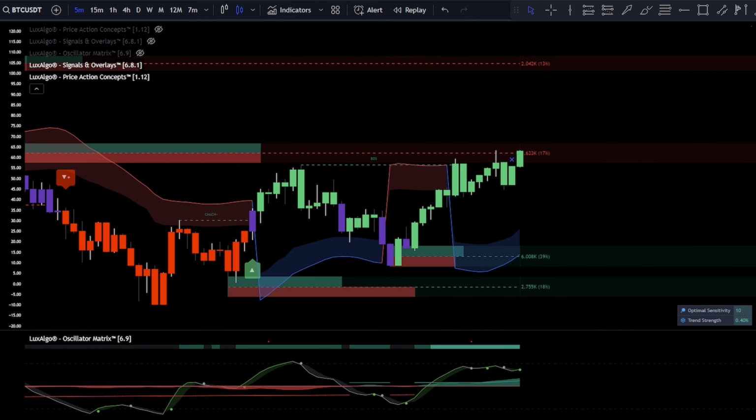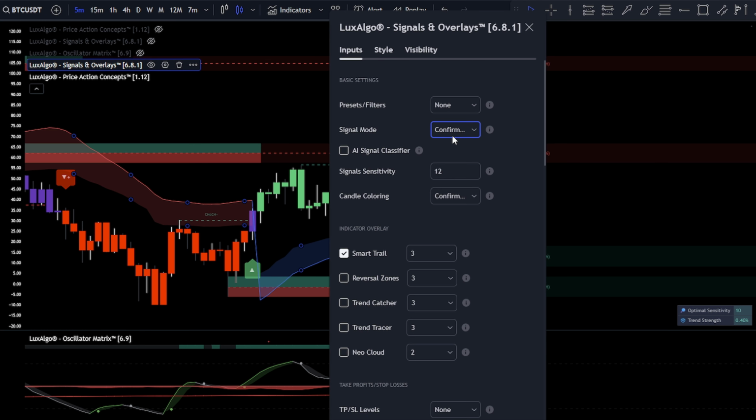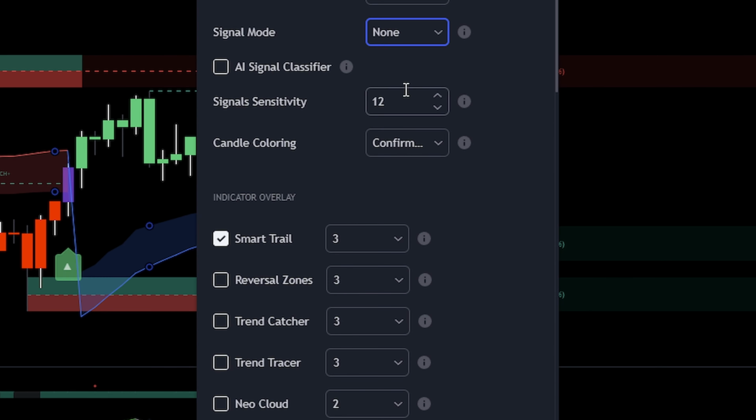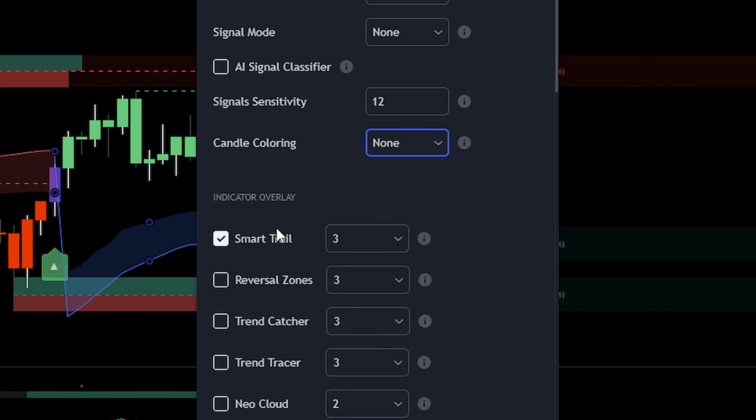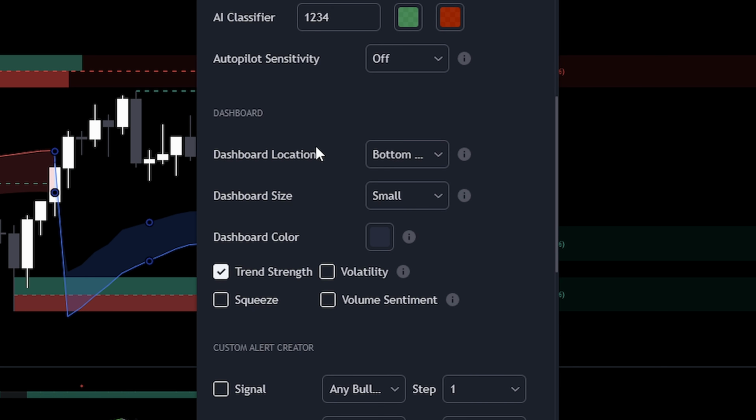Okay, now let's adjust the settings of our indicators, starting with the signals and overlays. For the signal mode, we want to set it to none. Next, set the candle coloring to none as well. We'll leave the smart trail overlay enabled. Now, scroll down to the dashboard section and set the dashboard location to hidden.